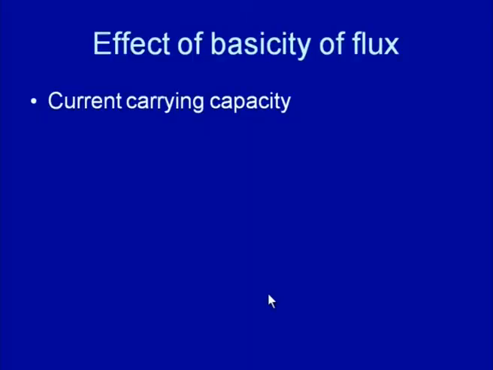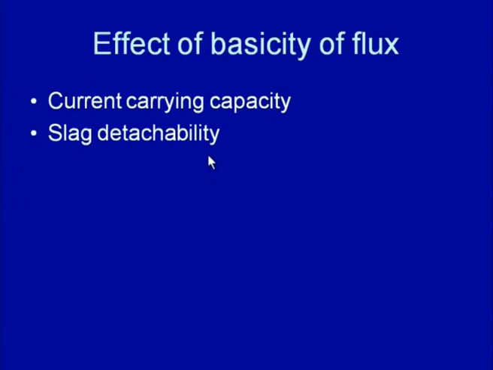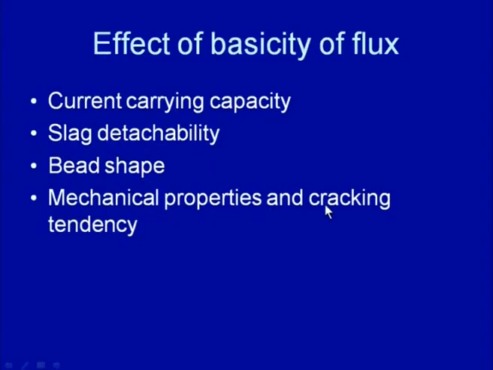So, that is why it is important to see how the basicity of the flux can affect the performance of the weld joint. The basicity of the flux in submerged arc welding affects a variety of characteristics which are important in developing a sound weld joint. These are the current carrying capacity, the slag detachability, that is how easily the slag can be removed from the weld bead, the shape of the bead, that is the reinforcement and width of the weld bead, and the mechanical properties and the cracking tendency of the weld joint.